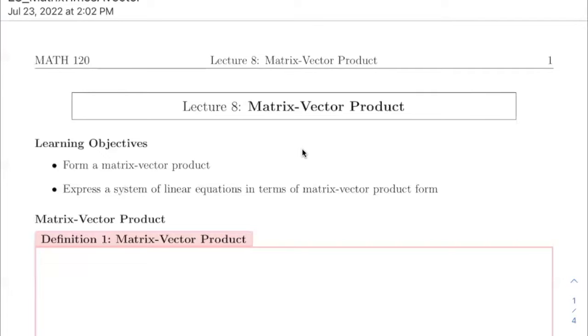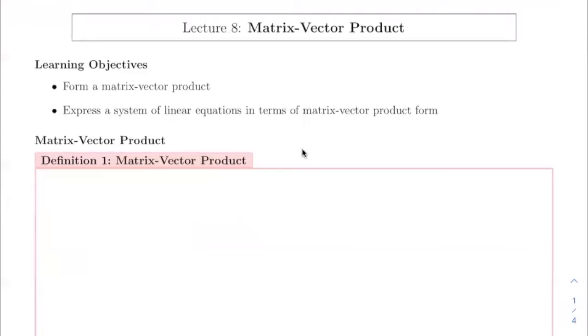And this is such an important concept, and that is why it will reappear many times throughout the remaining of the course and in courses related to computational mathematics, data science, and even machine learning. Let's take a look at the learning objectives. So after this lecture, hopefully you will be able to form a matrix vector product and express a system of linear equations in terms of matrix vector product form.